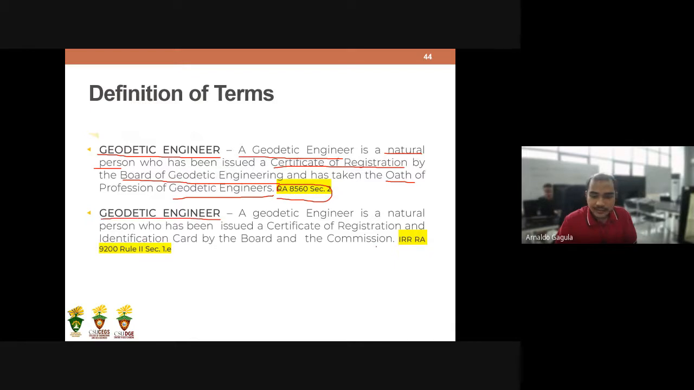Another definition of geodetic engineer is that's according to IRR of RA 9200. Geodetic engineer is a natural person, again, who has been issued a certificate of registration and identification card by the Board of Commission. Pag maintag commission, PRC na siya.